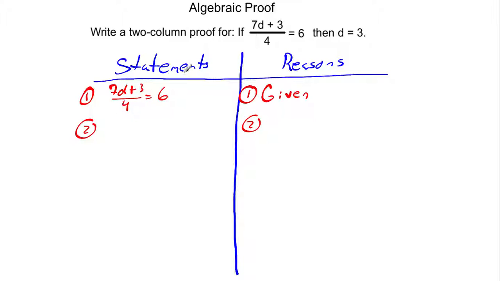And number 2 is what I can do. Now, if I'm solving for d, there are a few things we can do. What's the easiest? Well, it's probably easiest for me to multiply both sides by 4. Why can I multiply both sides by 4? The multiplication property.